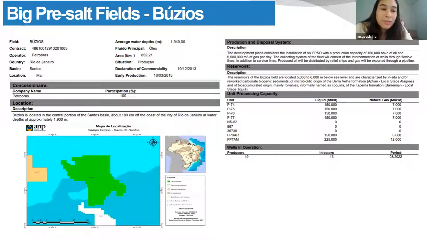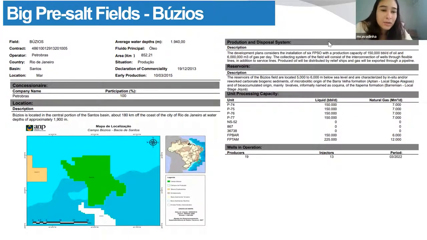Another field that I selected was the Búzios field. The declaration of commerciality was in 2013, and it's owned 100% by Petrobras in the transfer of rights scenario. But this is a little bit different because we have a contract with transfer of rights for a fixed volume that Petrobras was supposed to produce, and then we discovered that the volume was higher than what was contracted. So the government made another auction, and then we have a second contract for the field where they share the same area. But the second contract is owned by Petrobras and two Chinese companies.